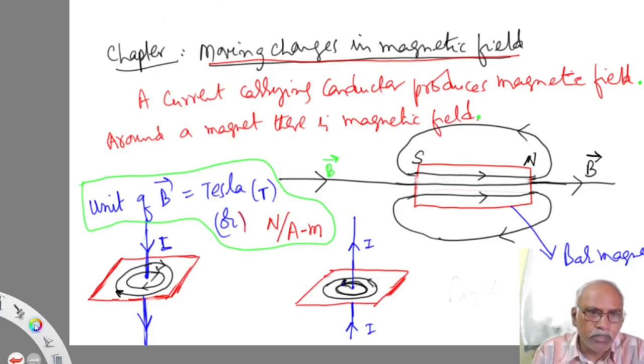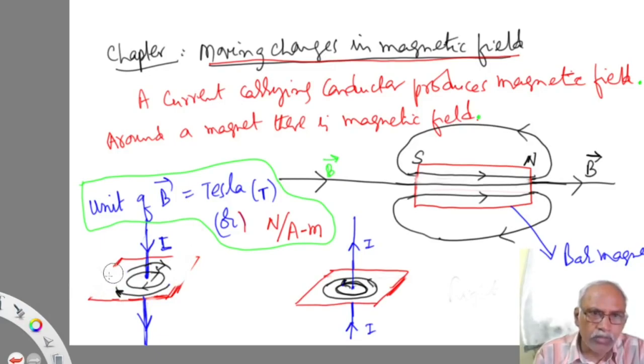If you want the magnetic field at any point, you have to draw a tangent. Suppose I want the magnetic field here, I have to draw a tangent. This tangent will give the direction of B bar. If I want the magnetic field here, I have to draw a tangent there. That tangent will give the direction of magnetic field. Sorry, not like this. You have to draw the tangent in the direction of the line.